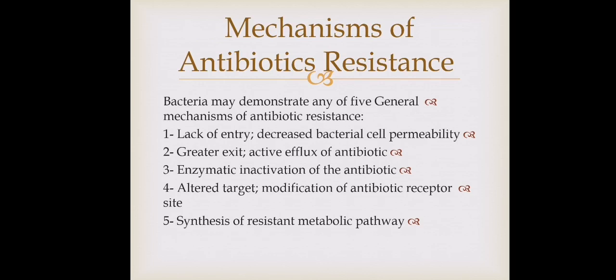How do those bacteria develop antibiotic resistance? How do they do it? Actually, bacteria may demonstrate any of 5 general mechanisms of antibiotic resistance. First one is lack of entry of antibiotic. In other words, it decreases the bacterial cell wall permeability, and therefore no antibiotic is able to enter the cell of the bacteria. Second one is greater exit, active efflux of antibiotics. More antibiotics are leaving the cell of the bacteria.